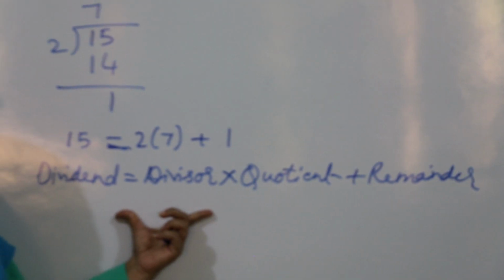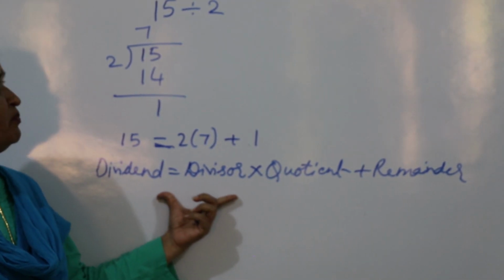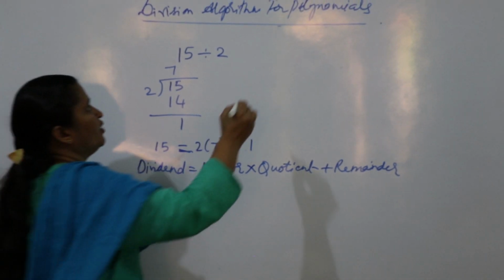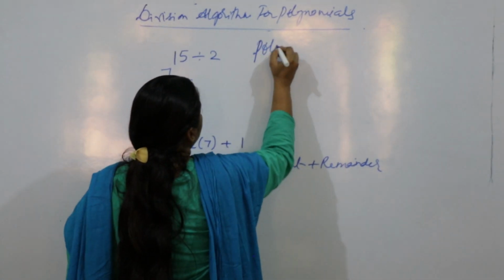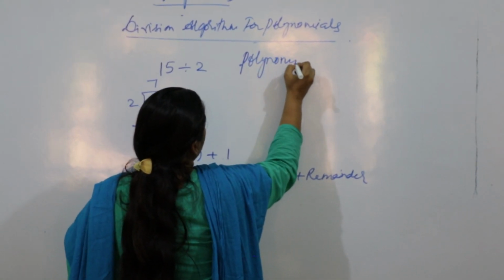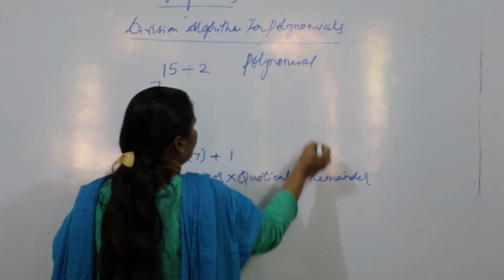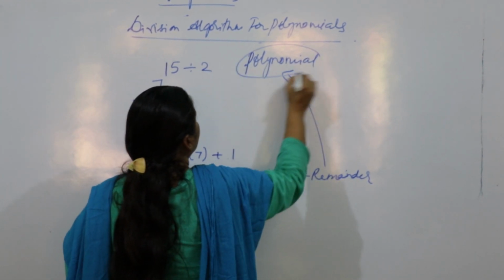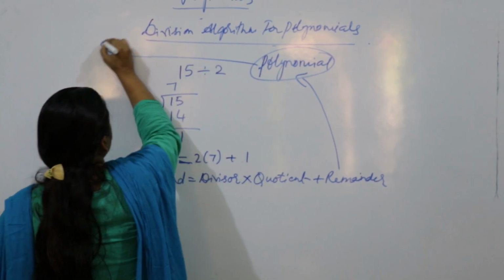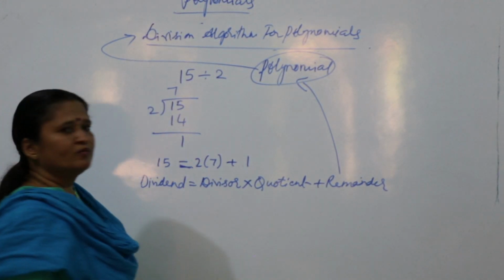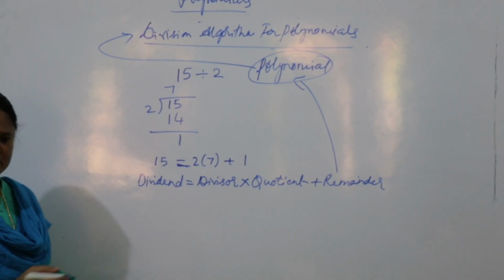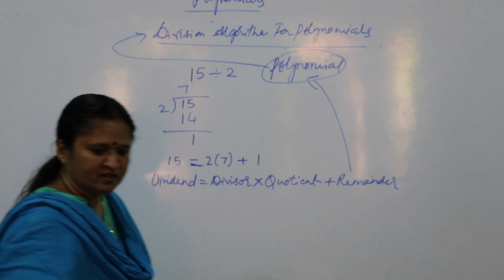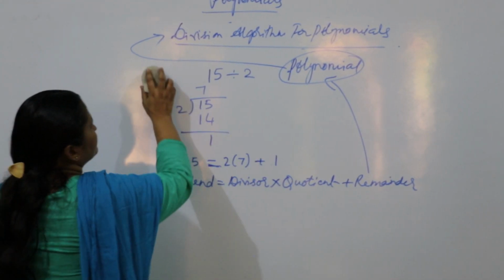When this relationship is applied for polynomials, it becomes the division algorithm for polynomials. Let's try to understand this better with an example.